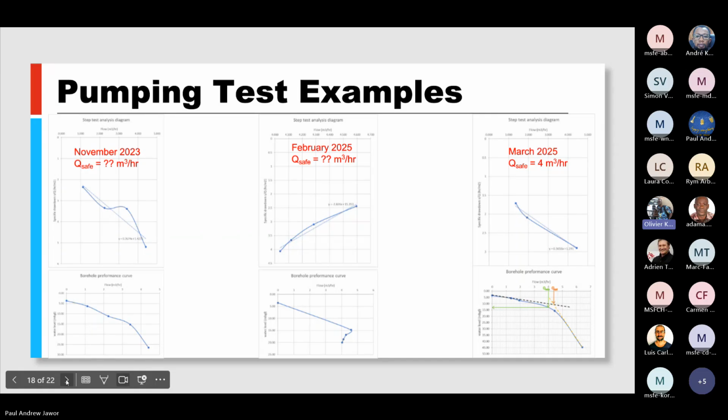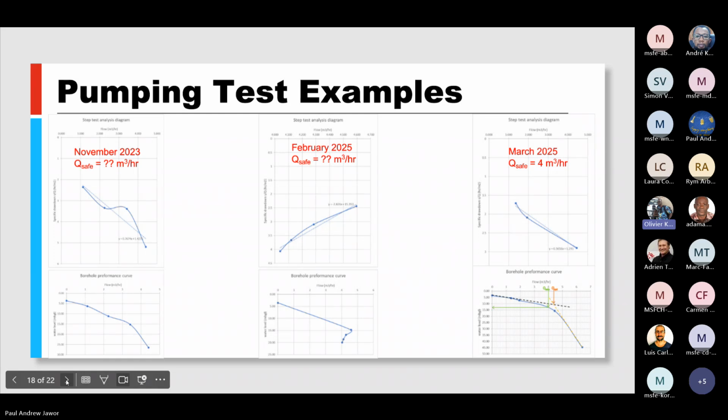On this other one, the different flow rates which were used for the pumping were very close together, and as such, the interpretation also becomes kind of challenging. On the third one, for March 2025, this is the same.